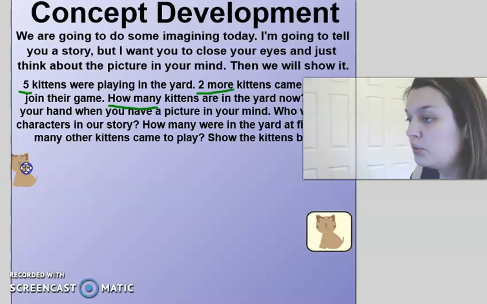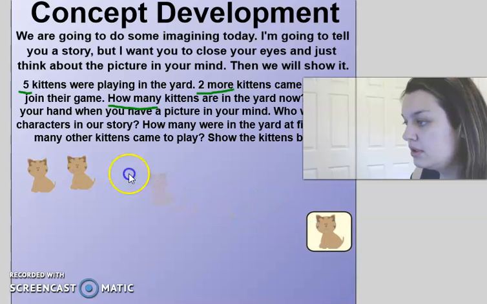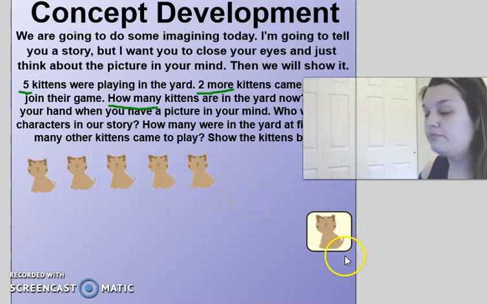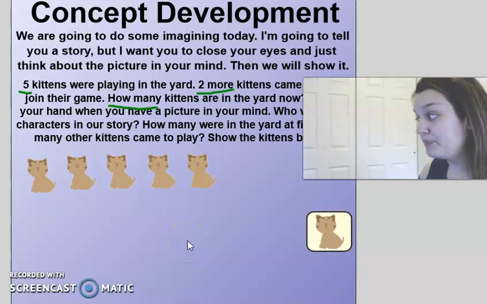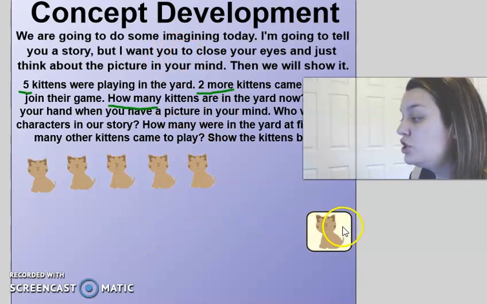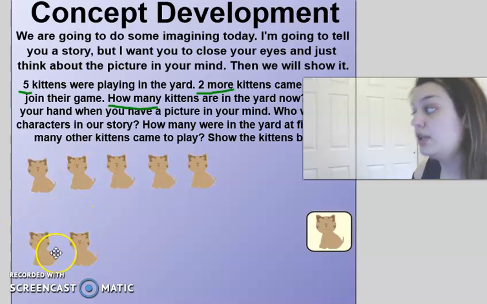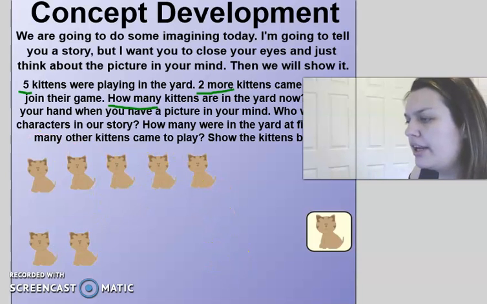So we have 1, 2, 3, 4, 5. Very good. Now, if you need more time, pause me and then unpause me, okay? Then we have 2 more that came along. So 1, 2. And remember, we put them underneath each other because that helps us separate our parts. How many are in our yard?